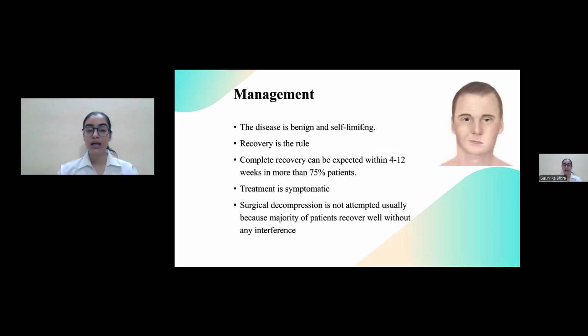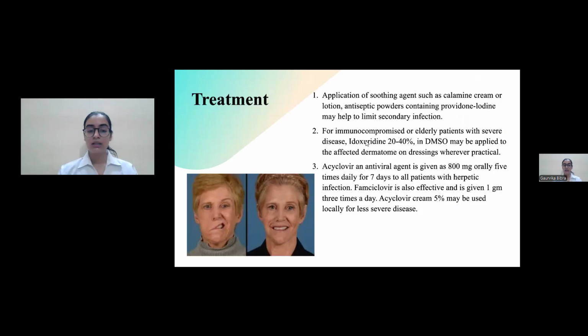So, what will be the management? The disease is benign and self-limiting, and recovery is the rule. A complete recovery can be expected within 4 to 12 weeks in more than 75% of the patients. So, treatment is symptomatic. Surgical decompression is not usually attempted because the majority of patients recover well without any interference.